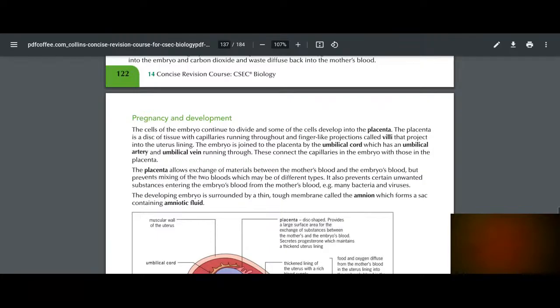the embryo's blood. So the function of the placenta is that it allows the exchange of materials between the mother's blood and the embryo's blood.